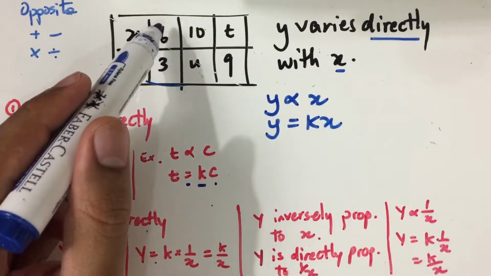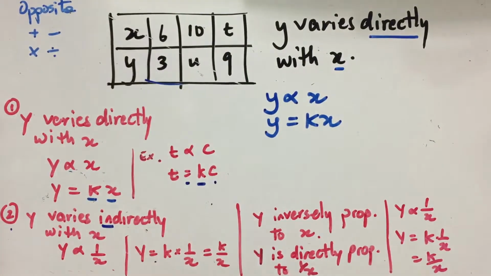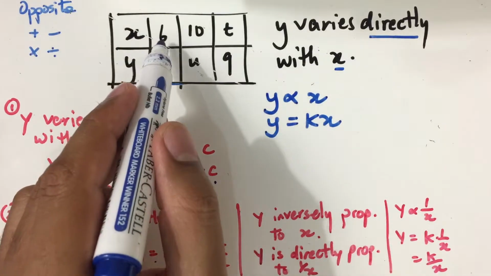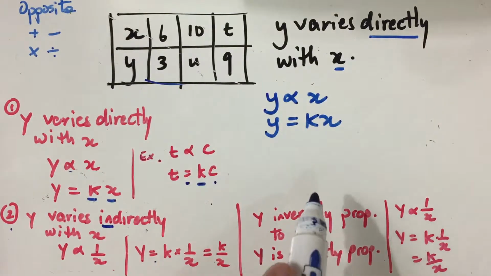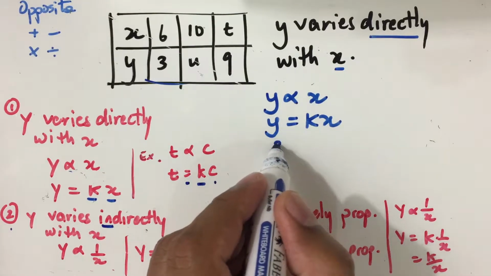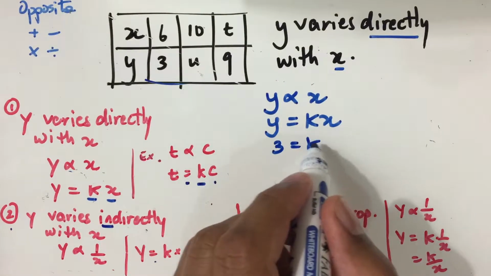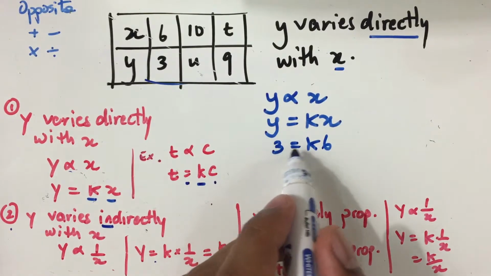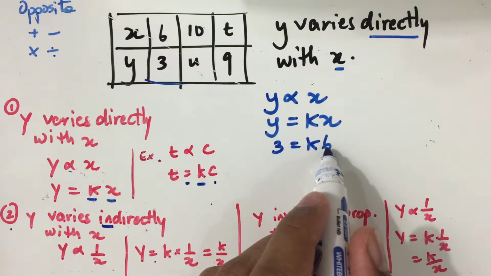Let's look at the first entries of the column. We see that x is equal to 6 and y is equal to 3. Let's plug that in to solve for the value of k. So y is 3 and x is equal to 6. So 3 is equal to k times 6.